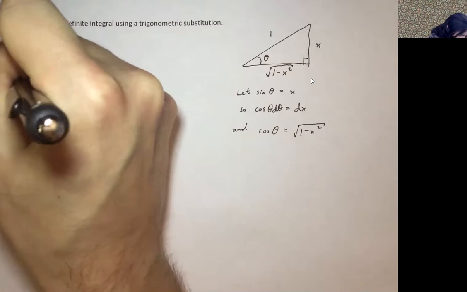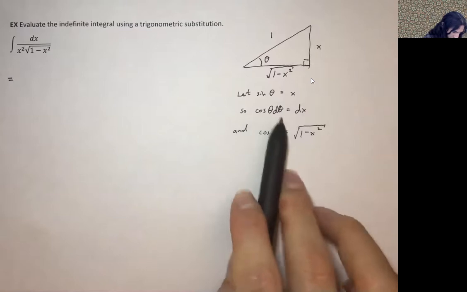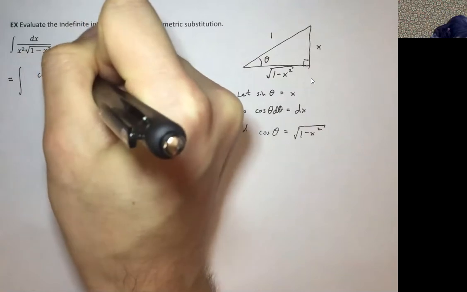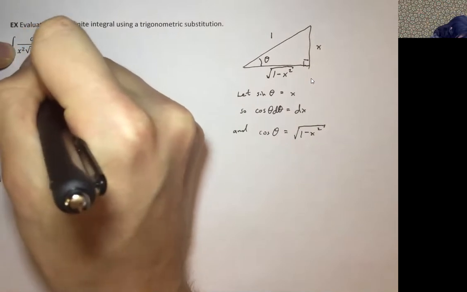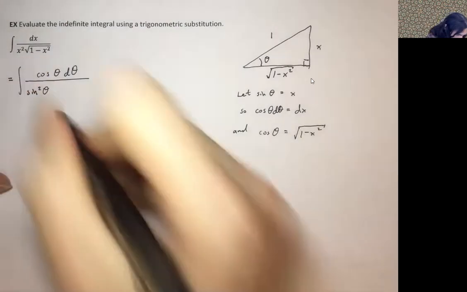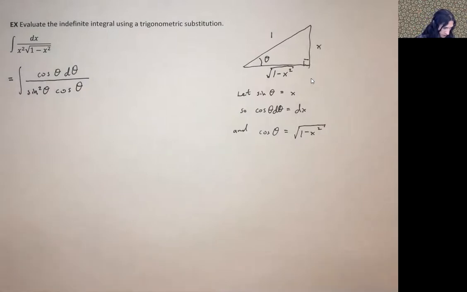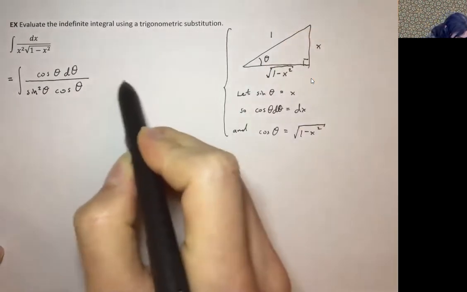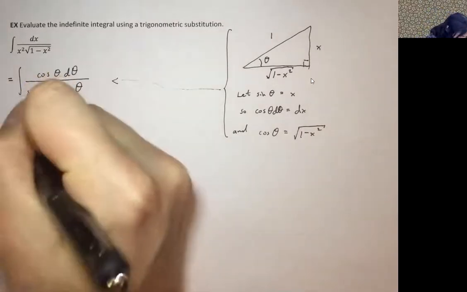So using that information, we're going to see our dx become a cosine theta d theta. We're going to see x squared become sine squared. And we're going to see this radical become cosine theta. Okay, so this is exactly what allowed us to complete this step here. All right, now we can go on and evaluate this integral like normal.